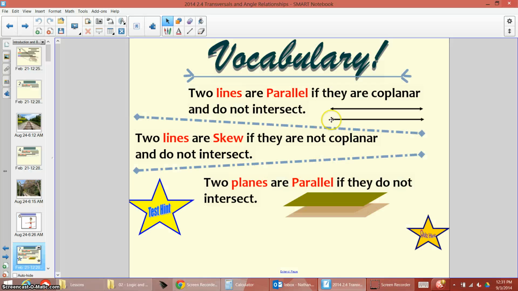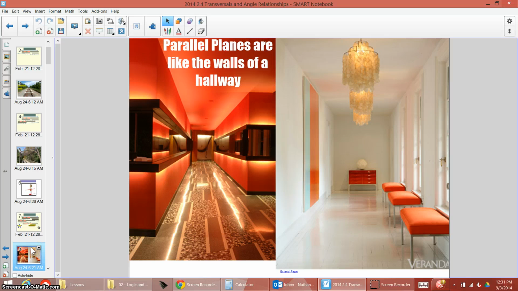Alright, next one. Two planes are parallel if they don't intersect. The green one and the little shadow right here, they never touch each other, and they're also two-dimensional shapes. That's like two walls of a hallway. Right here, you see those walls, the ceiling and the floor, they never touch. They're both planes, but they never touch.